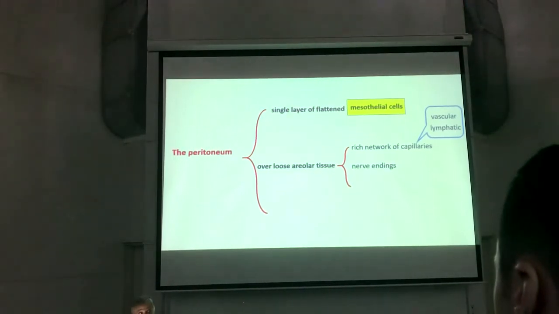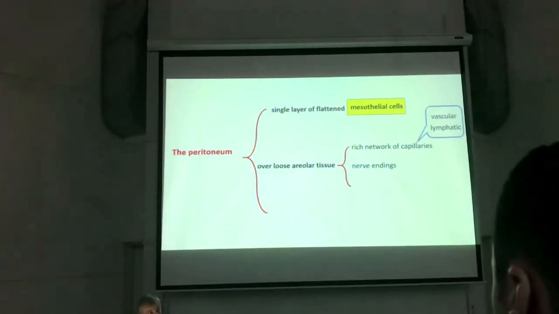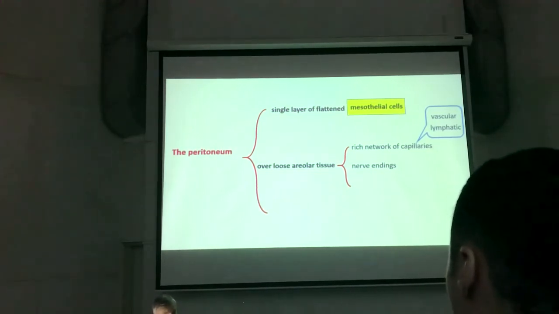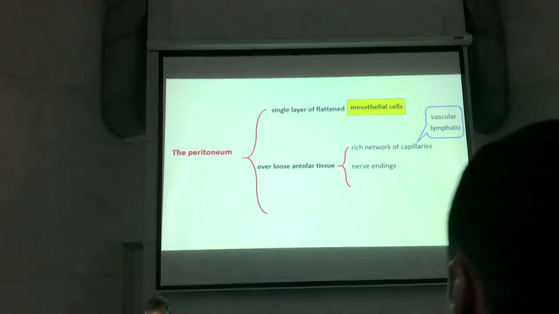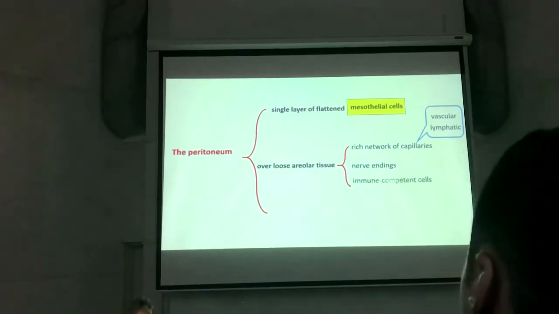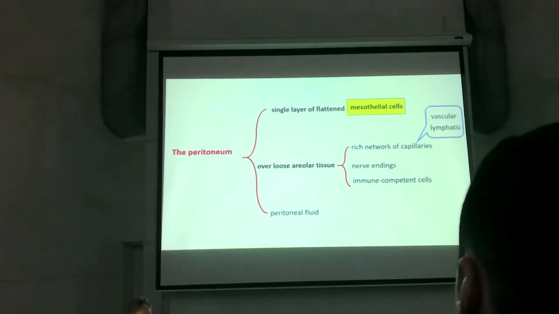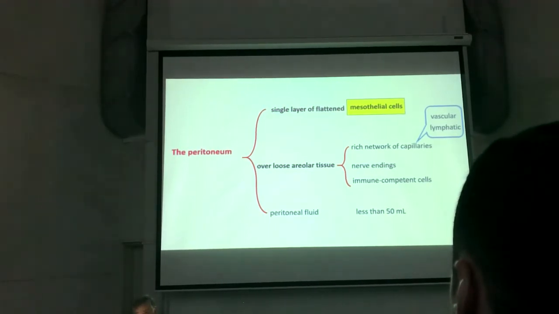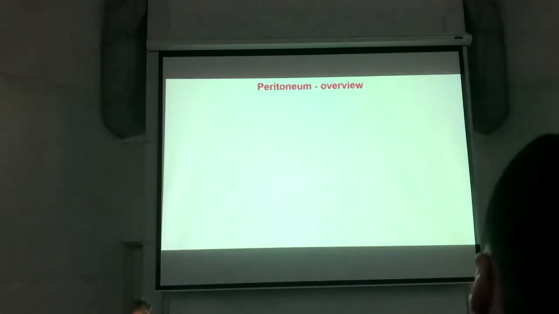And nerve endings. The question here is, is inflammation of the peritoneum painful? The answer is yes, and very. Because it has lots of nerve endings. And it has immune competent cells. The peritoneal fluid is less than 50 milliliters. So if the abdominal cavity contains more and is full, there is underlying pathology.